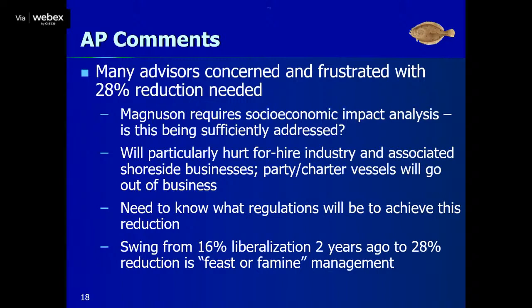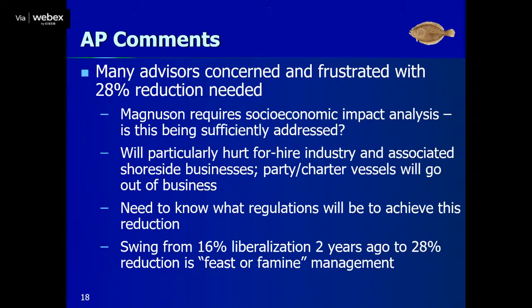Moving on to the advisory panel comments on recreational measures. Clearly, many advisors were concerned and frustrated with the 28% reduction needed. So a couple different comments on this. One advisor noted Magnuson requires socioeconomic impact analysis, and he was questioning, is this being sufficiently addressed? What kind of impact analysis do we have for this type of reduction? A couple advisors noted that this is particularly going to hurt the for-hire industry and associated shoreside businesses, noting that some party charter businesses will go out of business due to a reduction of this magnitude.